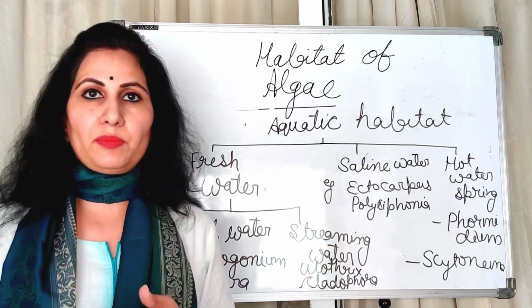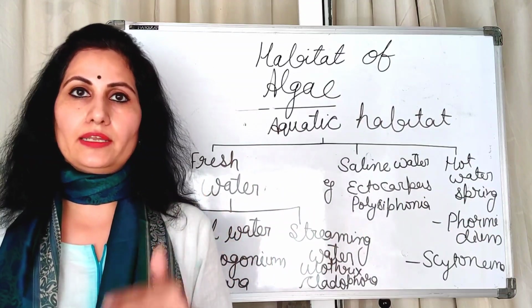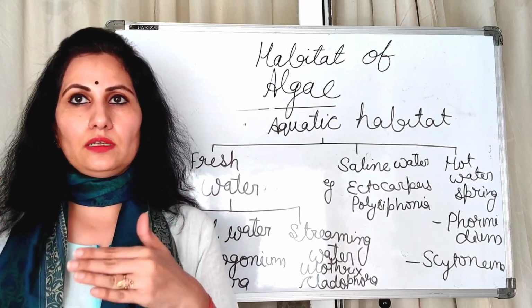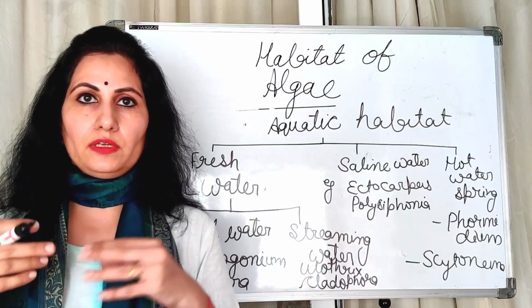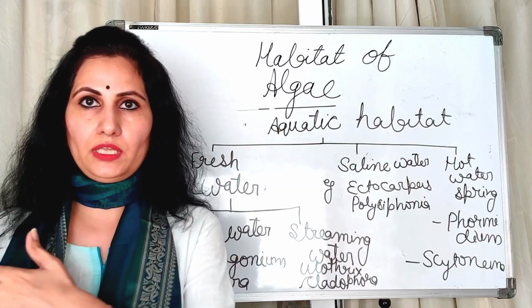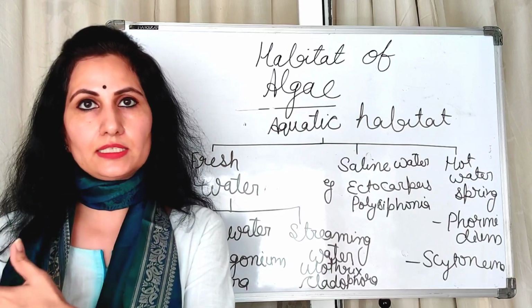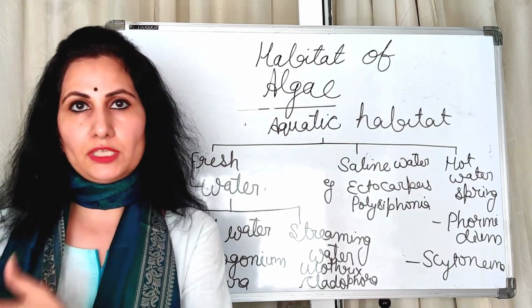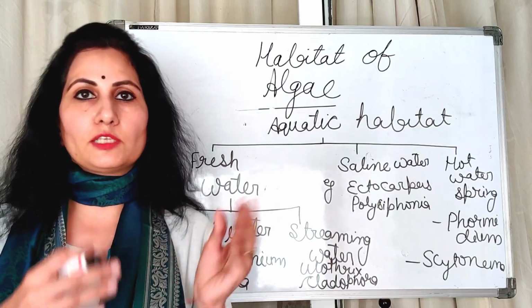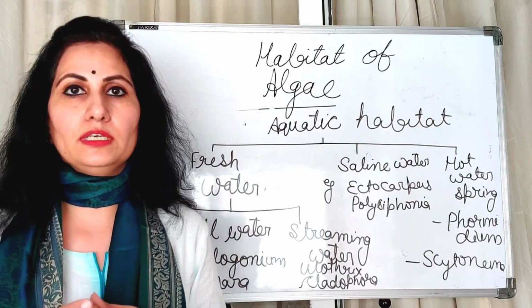The third type of habitat in the aquatic habitat category is the hot water spring. There are some particular areas where the water is naturally hot, like you must have seen in some hill stations, for example in Himachal Pradesh, Tattapani and Mashobra, where such natural hot water springs are found.